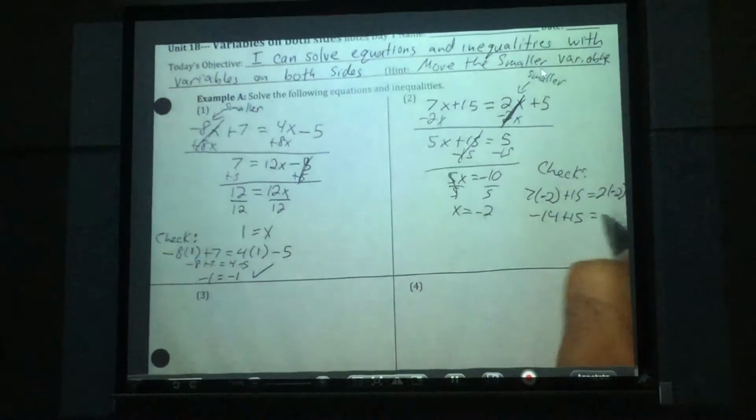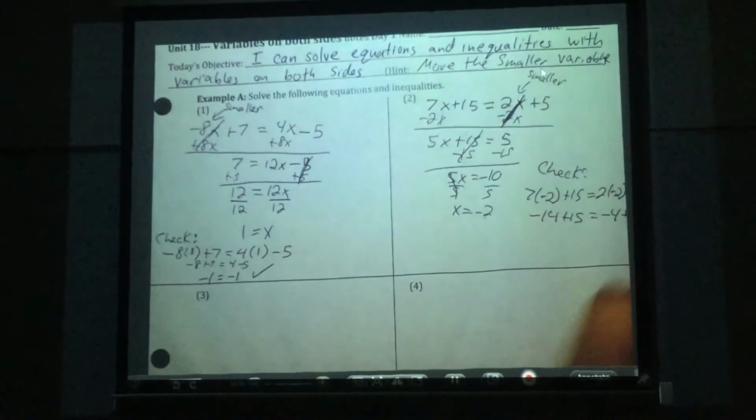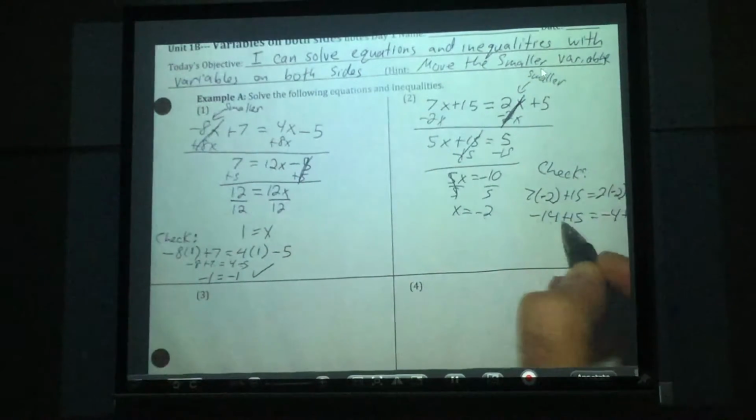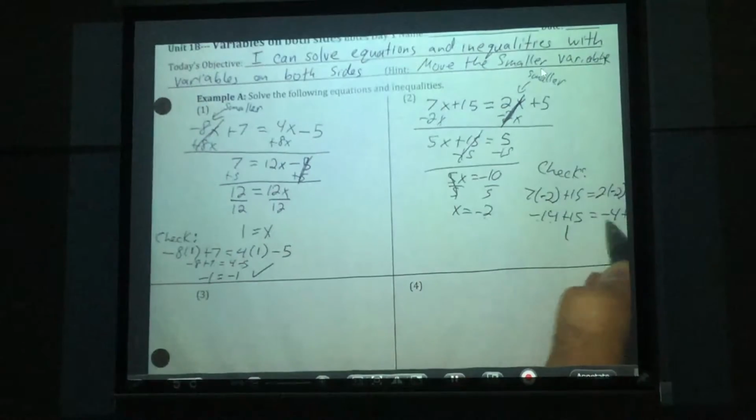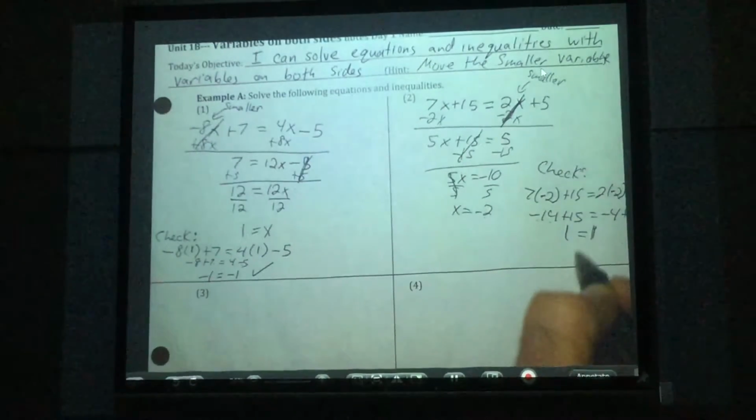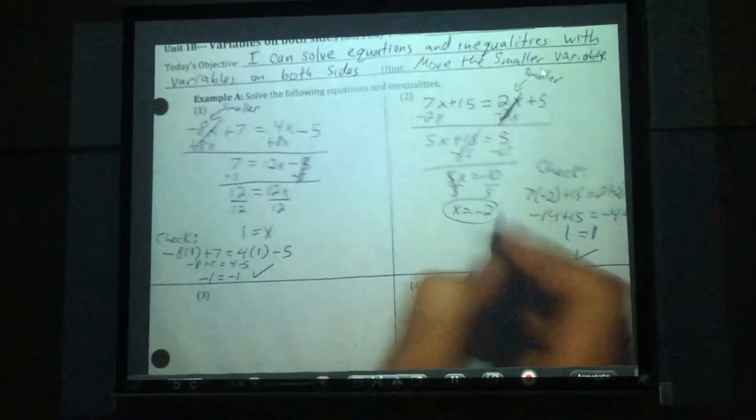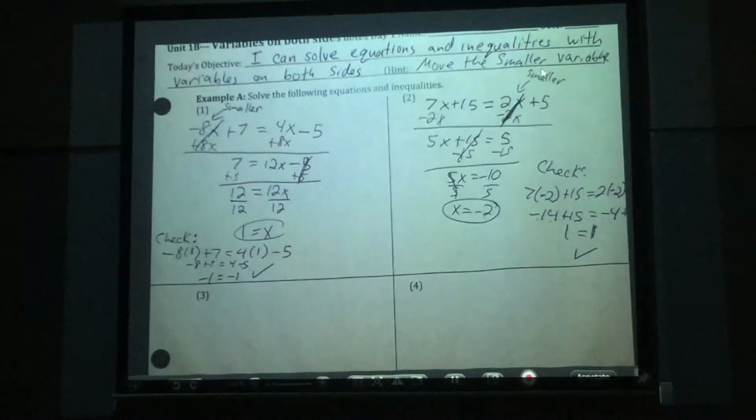2 times negative 2 is negative 4. Bring down the plus 5. Negative 14 plus 15 is a positive 1. Same thing on this side, you get positive 1. There's your check. So the answer is x equals negative 2.